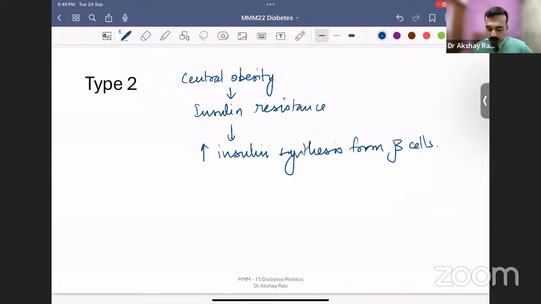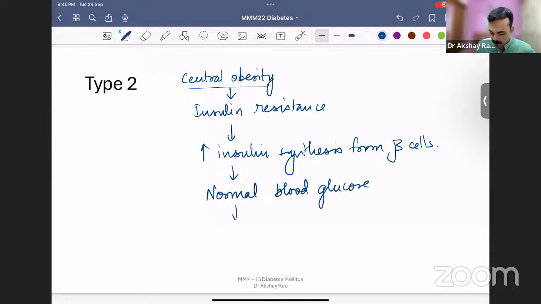But what will this do? This will try and maintain blood glucose levels, normal blood glucose levels. So well before the diabetes or before pre-diabetes sets in also, the insulin levels will be elevated in patients with central obesity. So normal blood glucose is maintained. But eventually, they will start going into the phase of pre-diabetes or impaired glucose tolerance. And finally, they'll land up with type 2 diabetes mellitus.